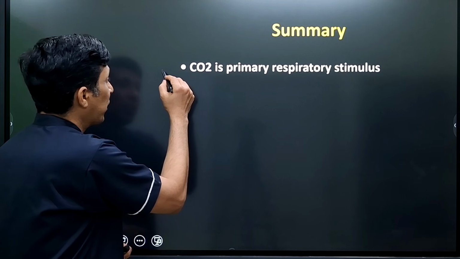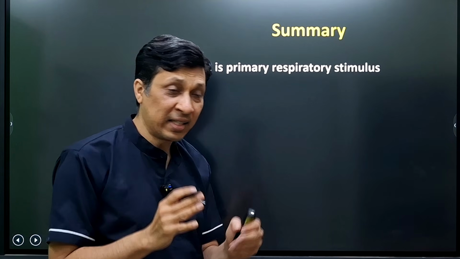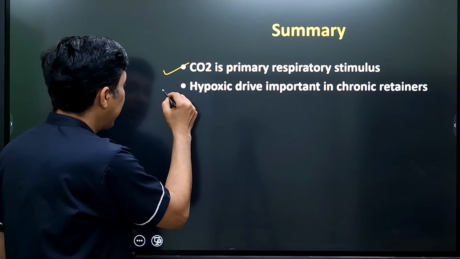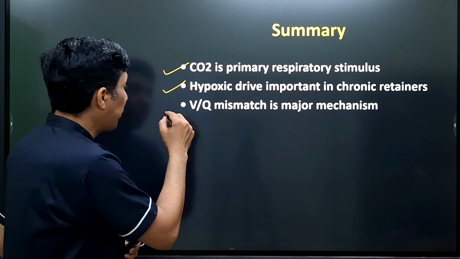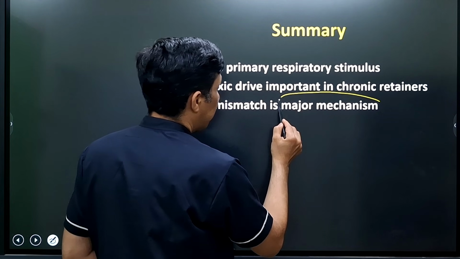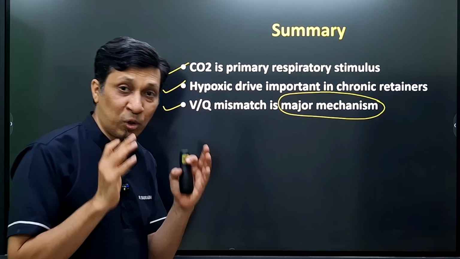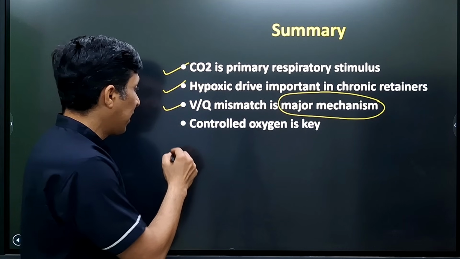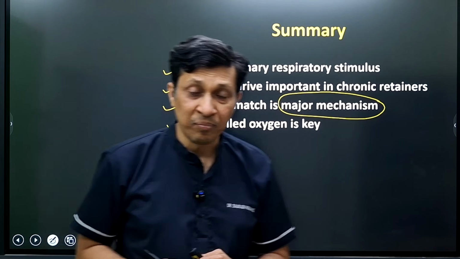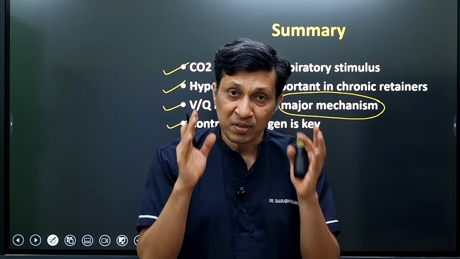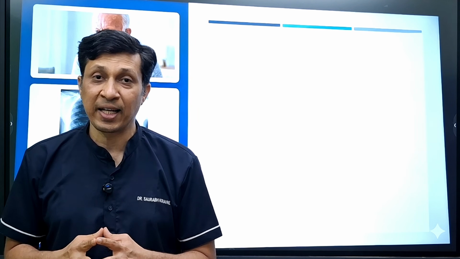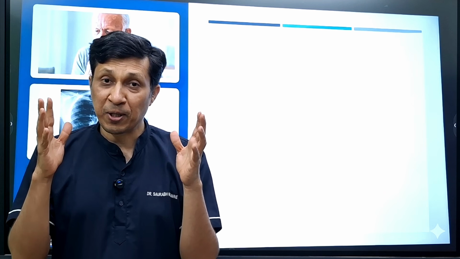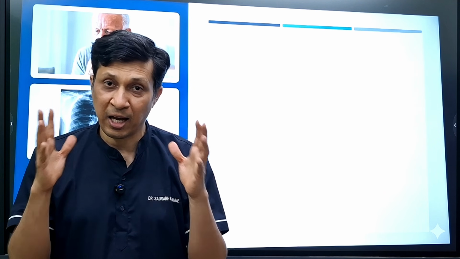So the four important points in the summary are: CO2 is the primary respiratory stimulus in healthy individuals. Hypoxic respiratory drive is important in chronic retainers of carbon dioxide. VQ mismatch is the major mechanism behind the rise in CO2 after starting oxygen. And controlled oxygen therapy is the key in the treatment of a hypoxic patient with COPD. After watching this video, you will be confident in starting oxygen therapy whenever a patient of COPD comes to your hospital in hypoxia.